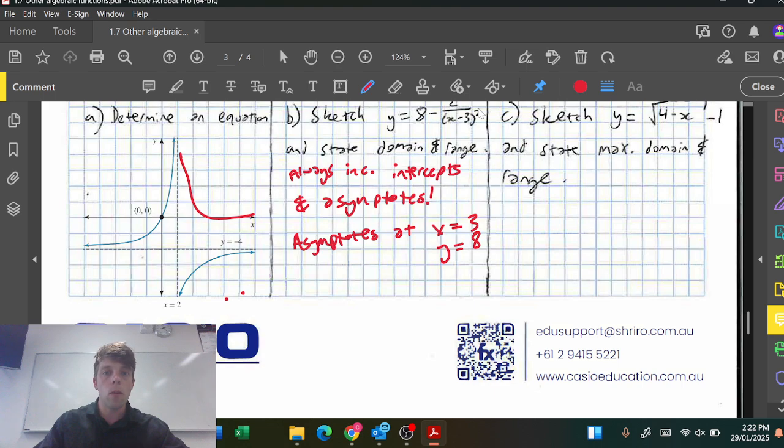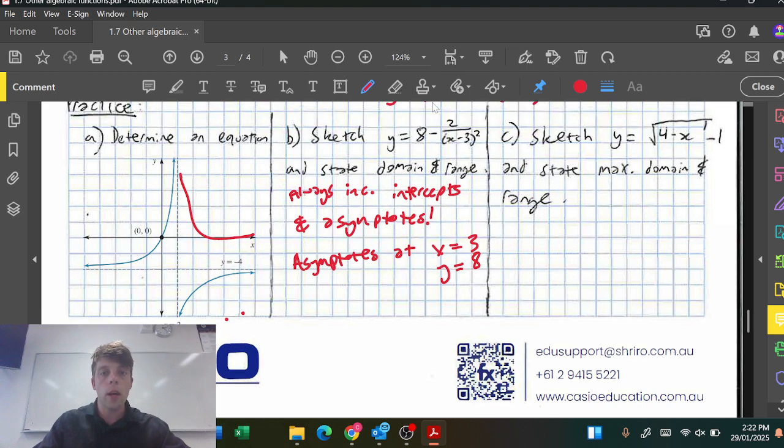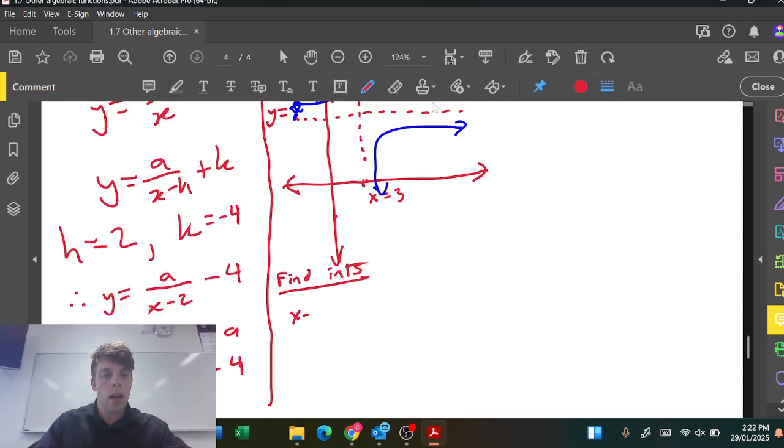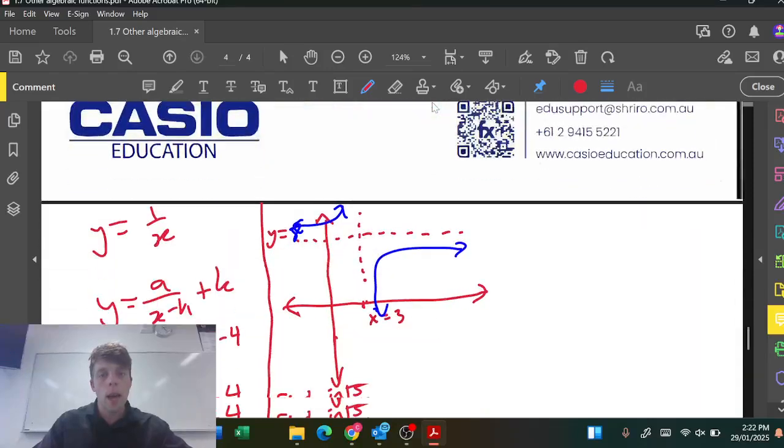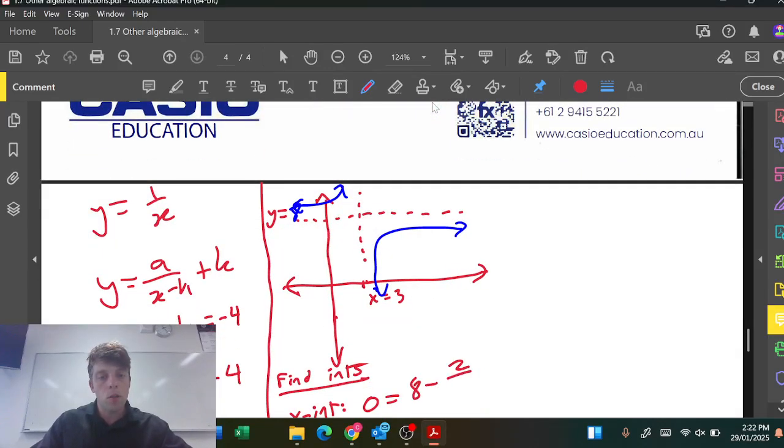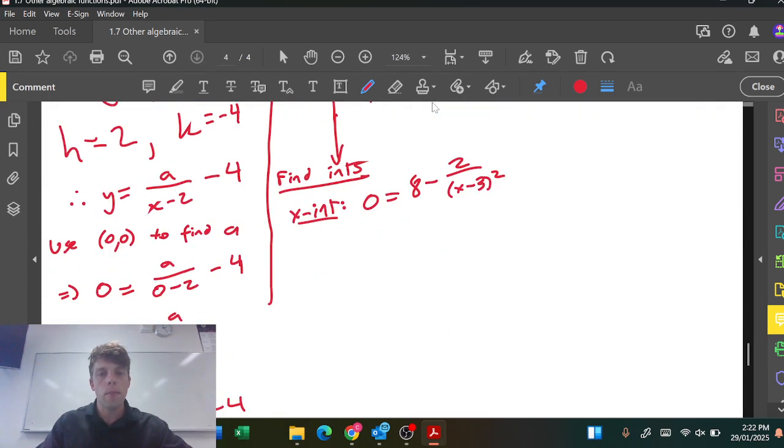So first up, let's find the x-intercept. To find the x-intercept, we let y equal 0. So I'm just going to replace y in this equation here with 0. So x-int, we have 0 is equal to 8 minus 2 over x minus 3 squared. I believe that's correct, yep. And then we're going to rearrange this to make x the subject. So first up, we will add 2 to both sides. Second up, we can maybe times both sides by x minus 3 squared and then divide both sides by 8.